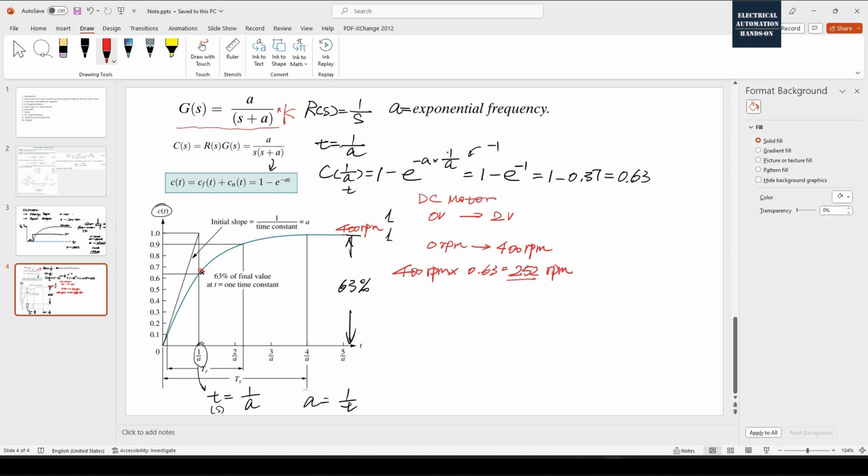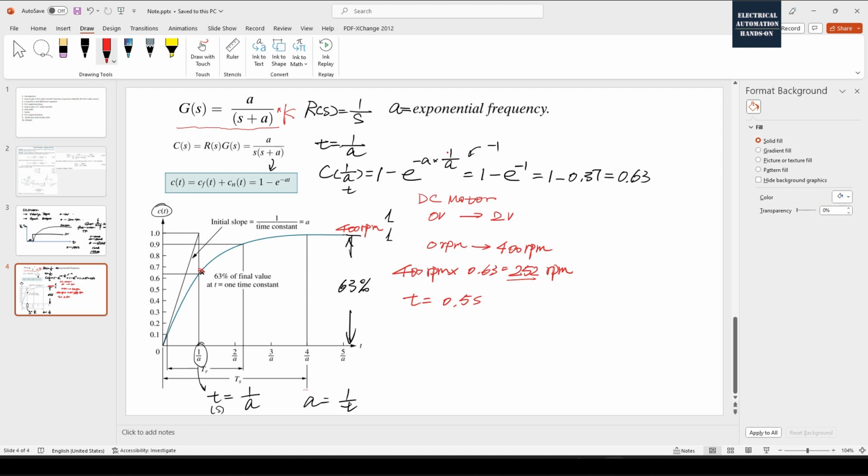So for example, from the curve, starting from 0, after this t we got 0.5 seconds. Usually the DC motor can react very fast, right? So when t equals 0.5 seconds, we get this 252 RPM. The initial status is 0.